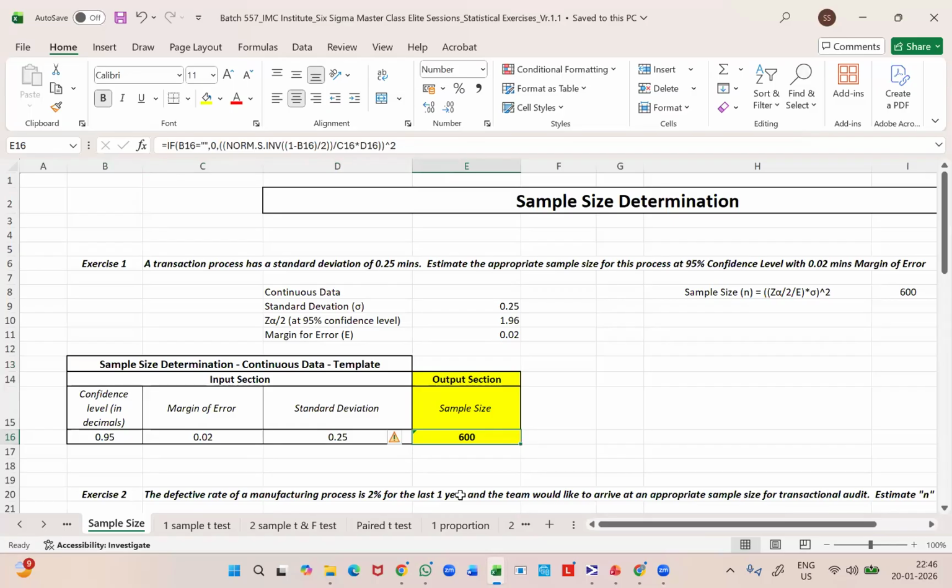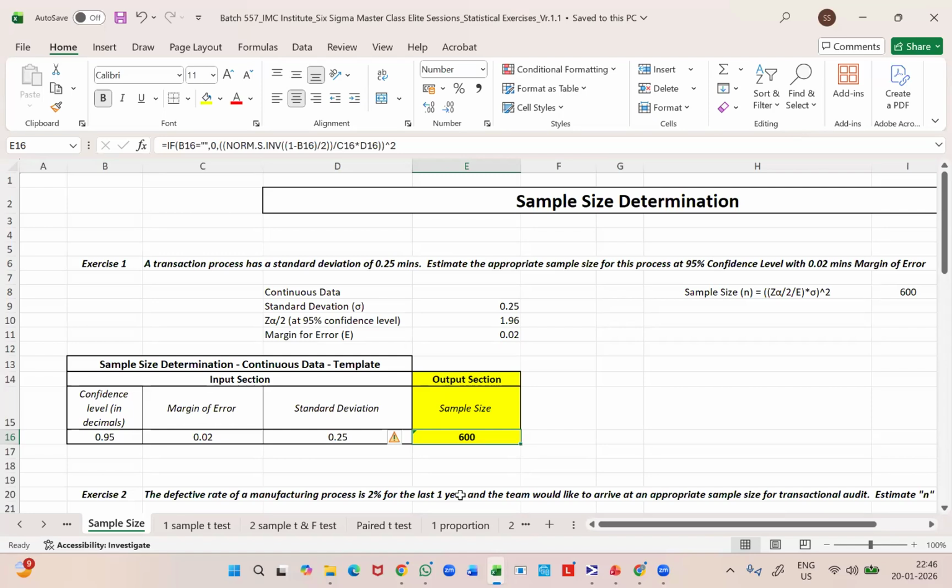And only if it is 600.75 or whatever, it will be rounded off to 601, right? So that is the logic that we have applied here. But in some of the places, they would have applied a different logic.